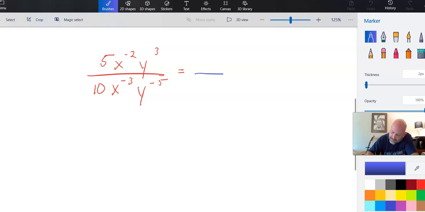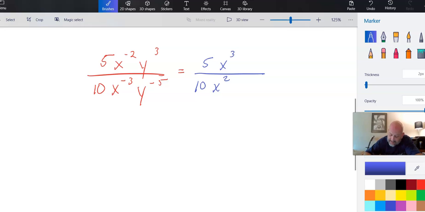So 5 over 10, I'm not going to worry about. You can reduce it right here if you want. This is the sorting step that I'm working on, so I'm just going to focus on sorting. Now, I do this one piece at a time, and I just look at it. X to the negative 2. That has a negative exponent, which means it's on the wrong side of the fraction bar. So I'm going to write x to the positive 2 on the bottom here. And then moving down, x to the negative 3, well, that's a negative exponent, which means it has to cross the fraction bar, move to the top.